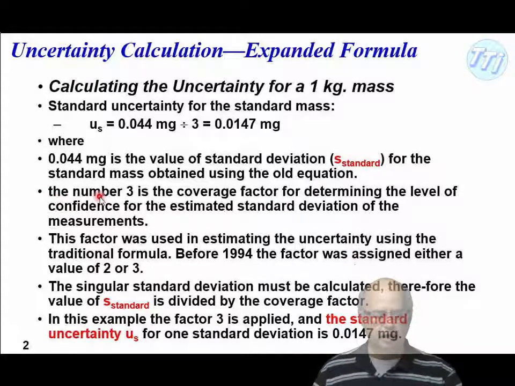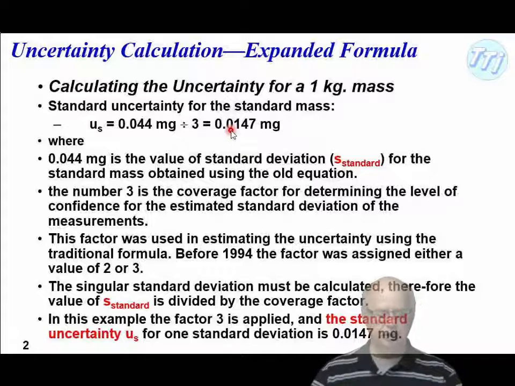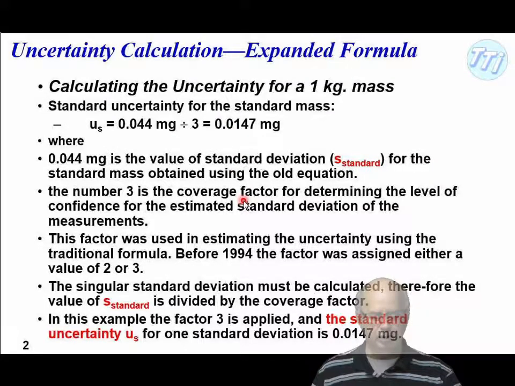The number 3 is because this says it's a 3 sigma value, and I want to get back to a single standard deviation for all of the uncertainty calculations. And before 1994, we could choose a value 2 or 3, but now we're using the number 3 based on the NIST recommendations.